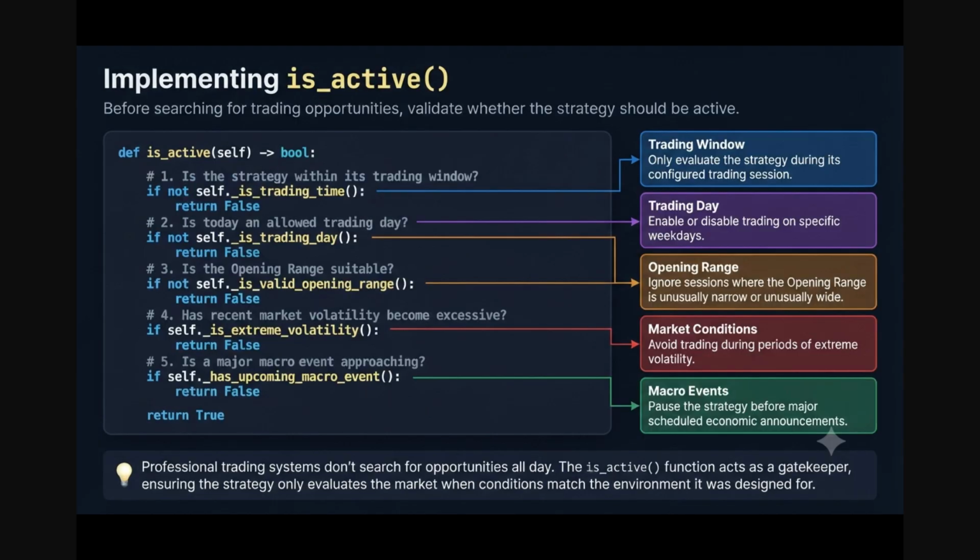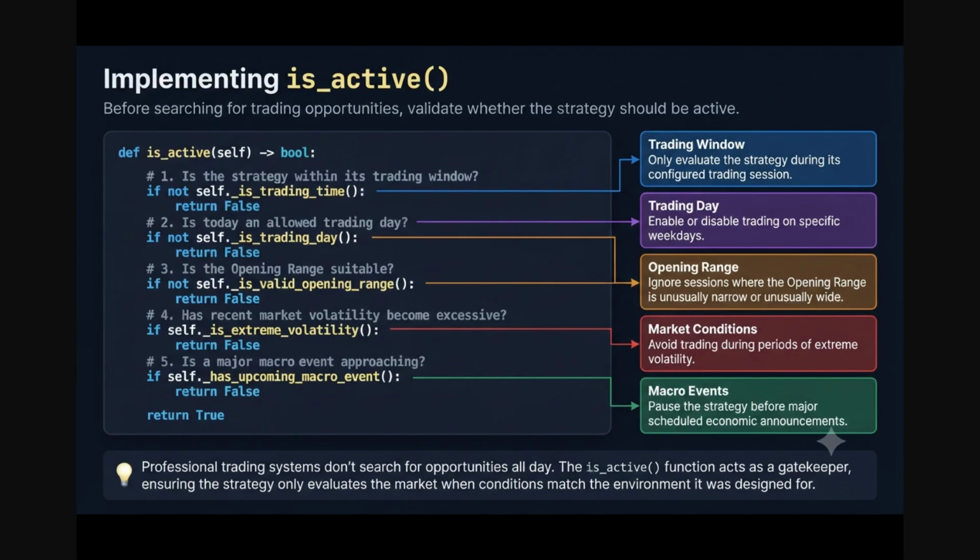Of course, in practice, we don't want to evaluate our trading logic on every single candle. First, we need to decide whether the strategy should even be looking for opportunities. That's exactly what is active does. The first check is time. Most opening range breakout strategies are only effective during the first hour or 2 after the market opens, so we simply verify that we're inside the strategy's trading window. Next, we can filter by trading day. Since ORB strategies are easy to backtest, we may discover that certain symbols perform well on Mondays and Fridays, but consistently underperform on other days.